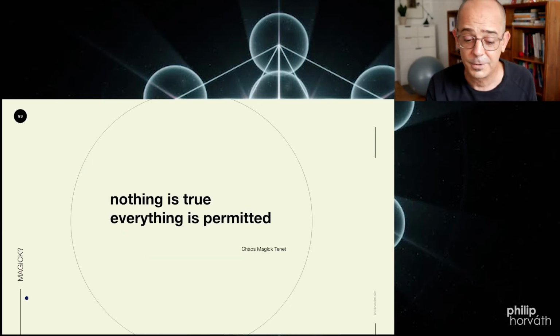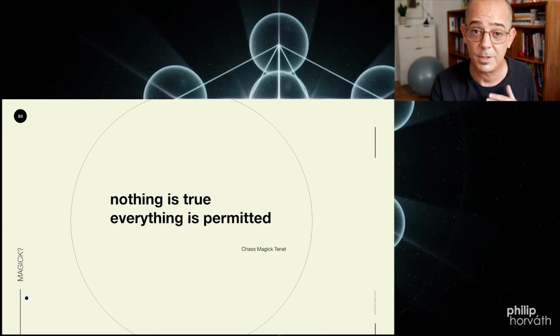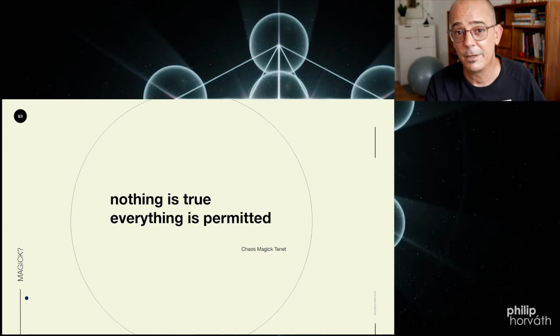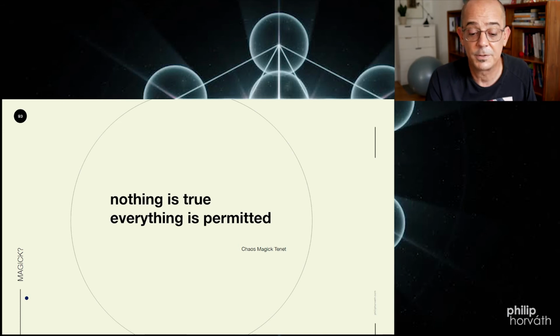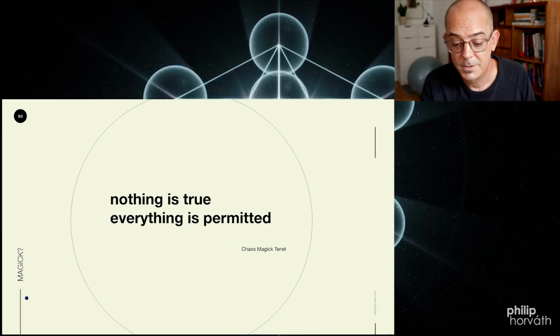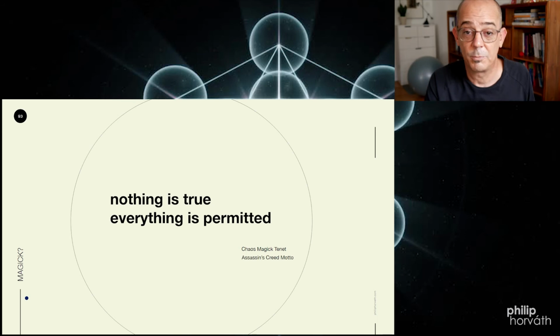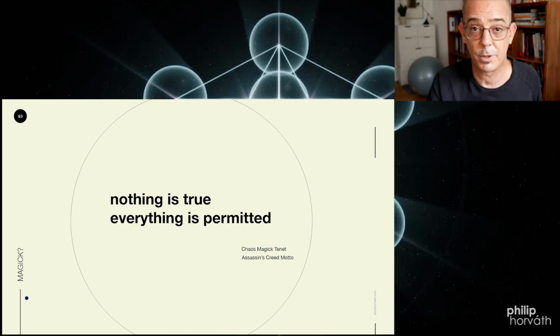So nothing is true. Everything is permitted. One of the tenets of chaos magic, really important to remember, there's no truth out there. There's people with truths, and there's people with good data. Follow the data, follow the experiments, follow the stuff that's actually testable, because that's science. So nothing is true, everything is permitted. It's a chaos magic tenet. For those of you who play computer games, it's also the Assassin's Creed motto.